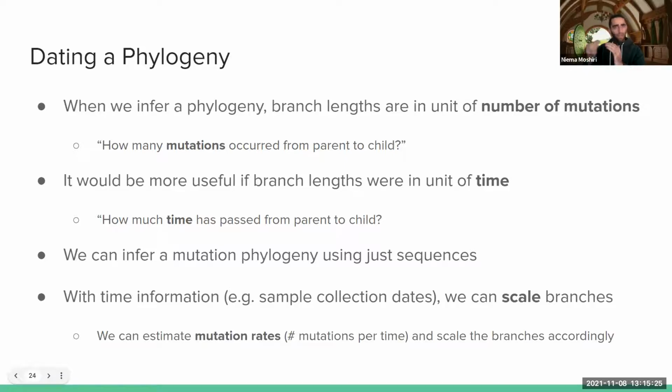So by scaling the branches, what I'm essentially doing is estimating mutation rates. I'm estimating how many mutations occurred per time, and then I'm scaling the branches accordingly. Right? Because if I know this branch is 2 mutations from my mutation tree, and I know that 1 mutation happens every day, then that means that this branch must have been 2 days. So scaling the branches is the same thing as estimating mutation rates, because then you can just convert between them.